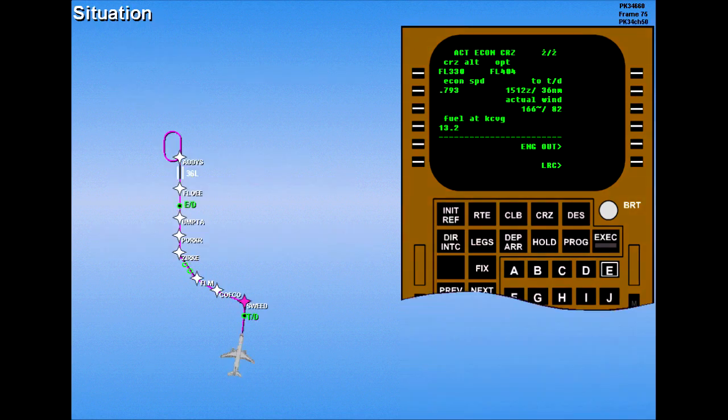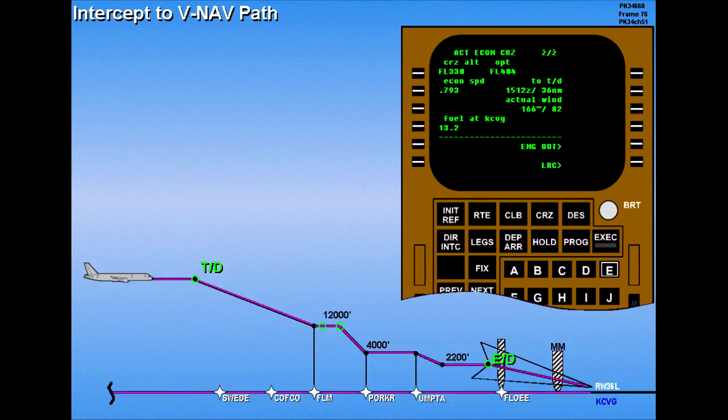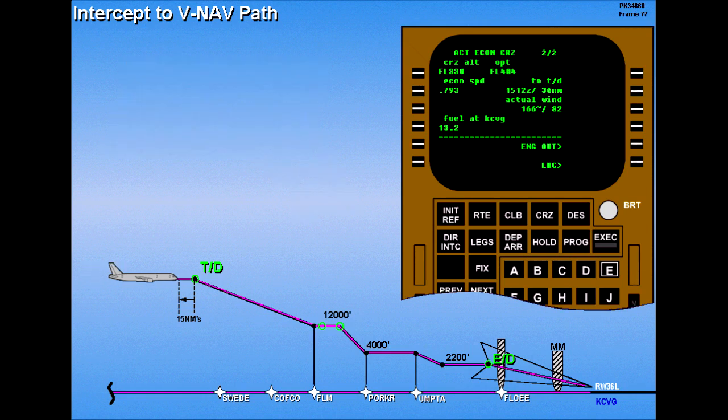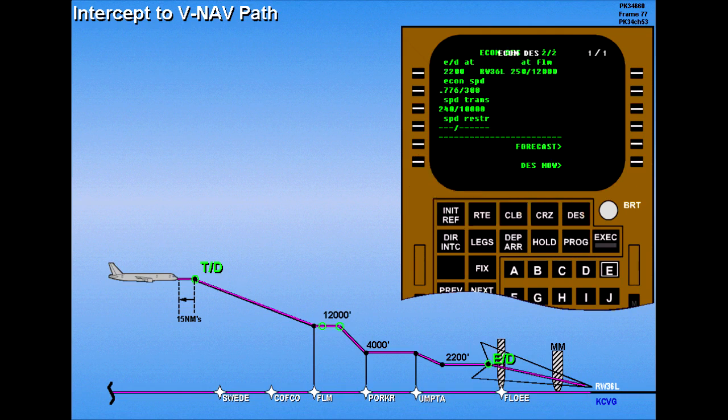In this situation, you are south of Swede and have been cleared for descent into Cincinnati. To allow for a smooth intercept of the VNAV descent path, you should initiate the descent approximately 15 nautical miles prior to the top of descent point. To accomplish this, first set your descent clearance altitude in the MCP altitude window. Next, when the aircraft is 15 nautical miles from the top of descent point, select the descent page and press the Descend Now prompt.